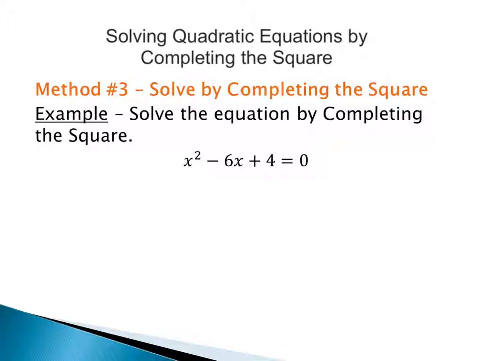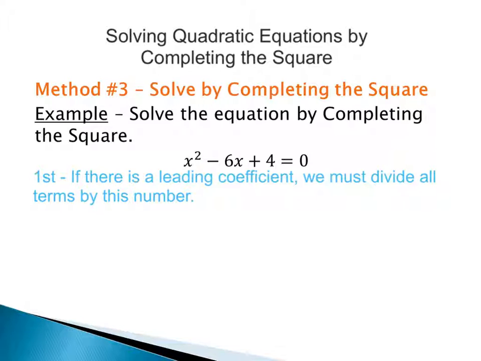So our first step is that if there is a leading coefficient, we need to divide it out of all terms. If there was a number in front of the x squared, we would have to divide it out from each piece. In our case, we don't have a number in front of the x squared, so we can move on to the second step.